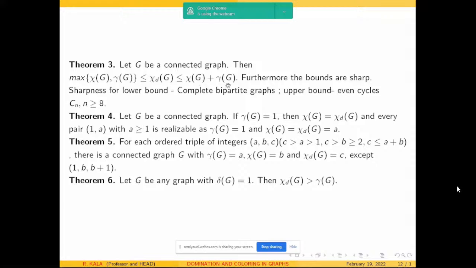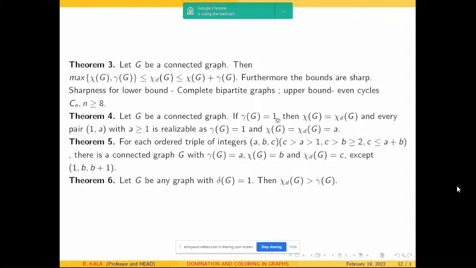And sharpness for the lower bound is you can use the complete bipartite graph, because both chi as well as gamma, both of them are 2. And the upper bound holds for even cycles Cn, for n greater than or equal to 8. And then if you have a connected graph, this is another property.